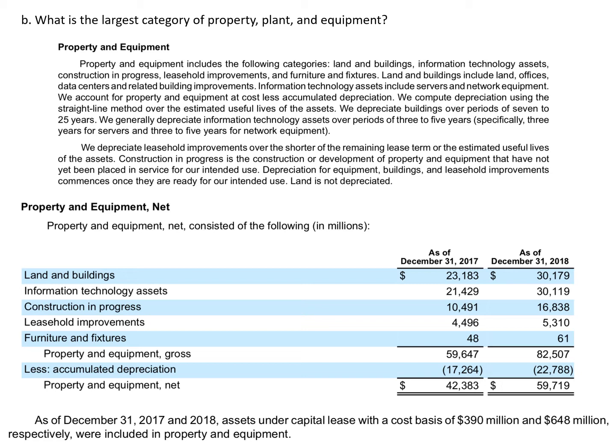So, as you can see, looking at property, plant, and equipment between 2017 and 2018, there is kind of a tie going on between land and buildings and IT assets, which would be the servers. They're a big chunk of property, plant, and equipment. Notice they also have to tell you about their capital leases that are included.